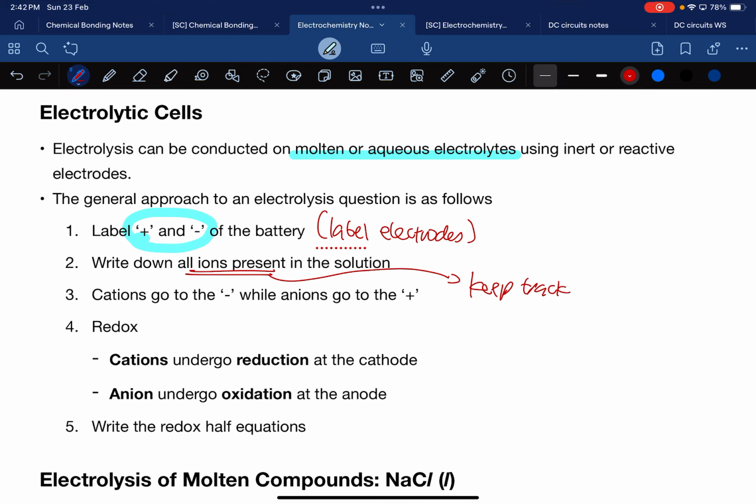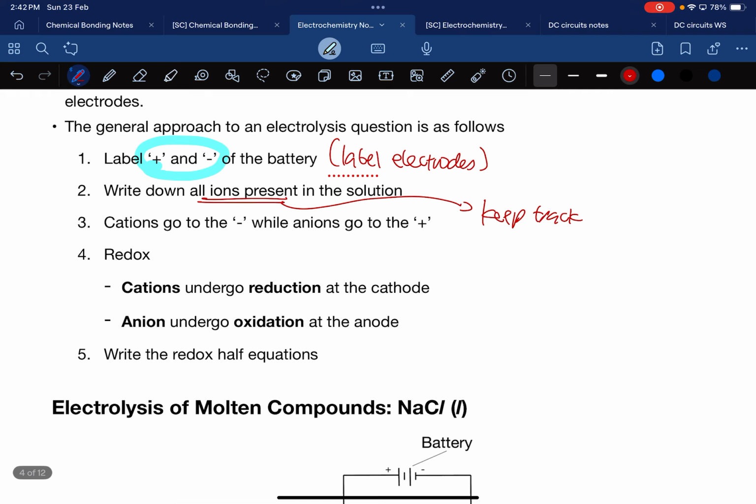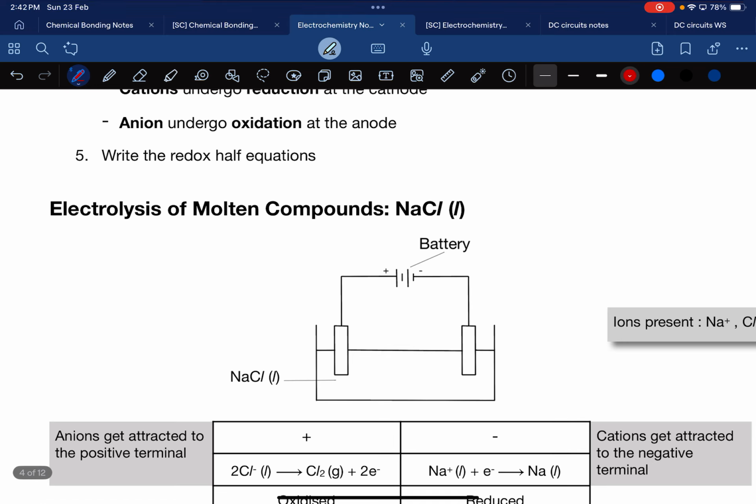Okay, I'll give you guys an example. Down here we have NaCl. We explained it already, so I won't worry too much about it. It is the electrolysis of a molten sodium chloride compound. What does molten mean? Michelle?